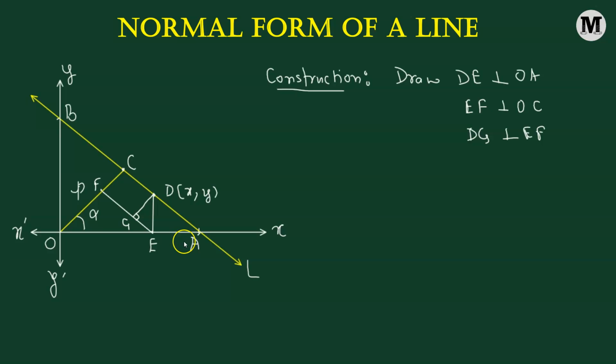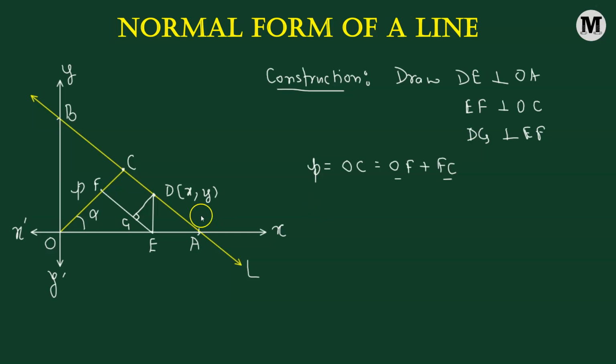Before proceeding further, you might have a question why we are going through all of this construction. What we are trying to do here is find the length P. P is the perpendicular distance of the line L from the origin. Now clearly P is given by OC, and we can break down OC into two parts as OF added to FC. So this is going to be our goal. We'll have to find the length OF and the length FC.